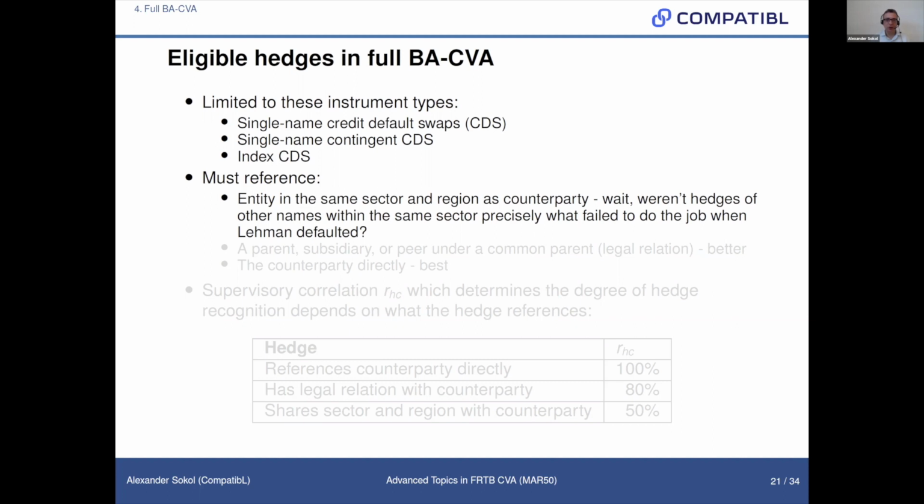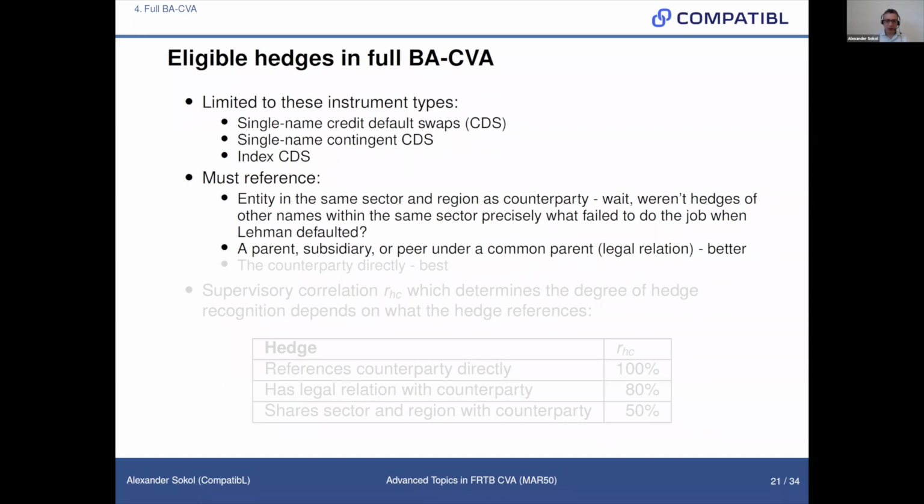If you're looking for CDS to actually provide protection, if that's the purpose of entering into CDS, if you want to hedge an event, as opposed to hedging the changes in credit spread, then of course Lehman defaulted. Other financial institutions didn't default, so that wasn't really great. So an entity in the same sector and region as the counterparty is not a great idea if your purpose of buying CDS is to hedge the amount of a loss. Nevertheless, it's allowed. However, it attracts lower recognition through this correlation factor that is at the bottom of the slide.